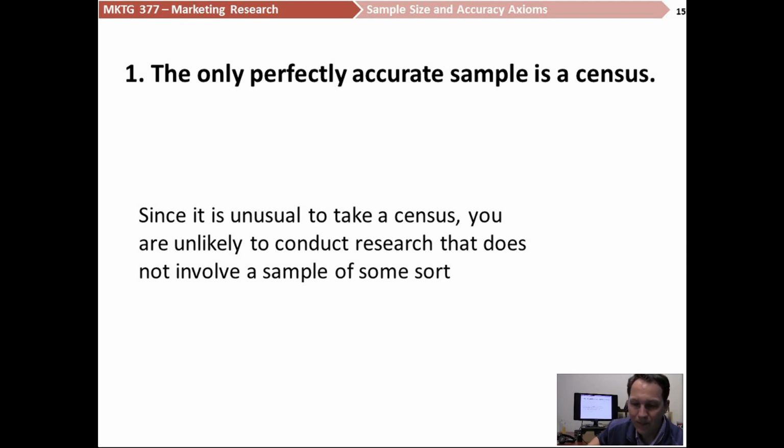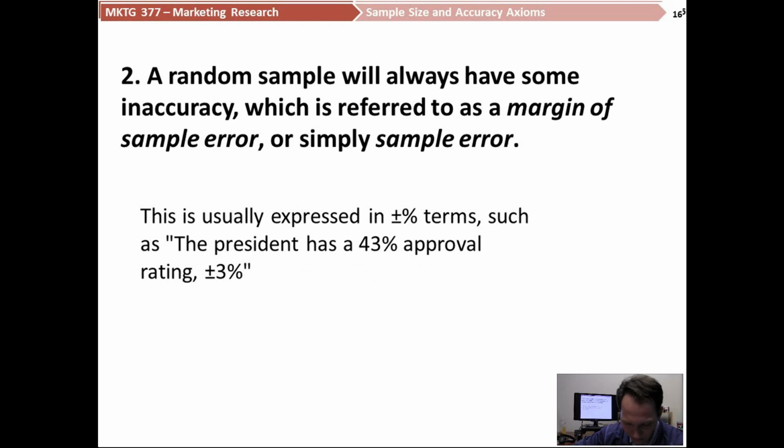And most of the time, it's not cost effective or even remotely feasible for us to conduct a census on a study. So we cannot always shoot for perfect accuracy. We can rarely shoot for perfect accuracy. So we need to accept that when we're dealing with samples that are probability based.